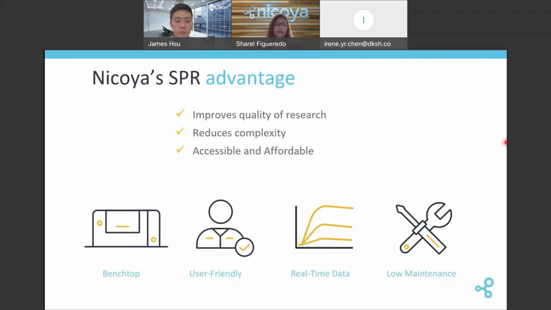It reduces the complexity because it makes the SPR technique available and easy to use. And it's also simple to learn, and you can really see the hands-on data real time as it comes. And also it's accessible and affordable by enabling it on a benchtop instrument with the new sensor chemistry and with the new detection technique so that any operator can use it at their benchtop.